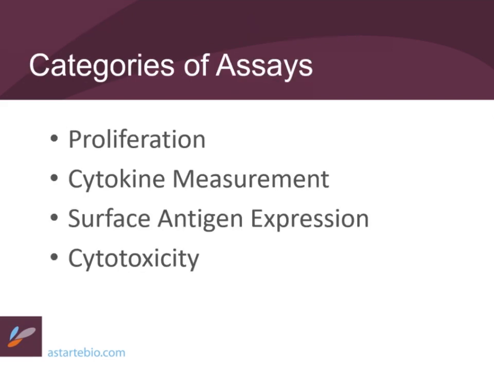We'll be talking about 3 categories of assays to measure immune cell activation. Proliferation is the first one, and probably the most commonly used, and we'll spend a lot of time on that. Cytokine measurement is another great tool. Surface antigen expression is another option and can be useful and combined with other methods.